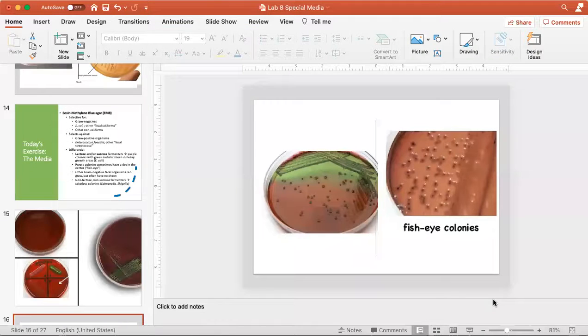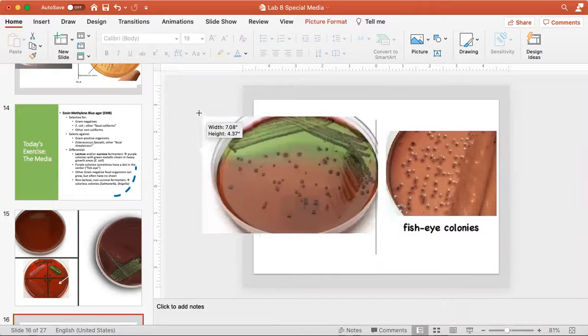Okay, now I'm going to show you one other thing that you might see on EMB. Not to confuse you, not to upset you. It's just a little thing that sometimes we see on EMB. And it's what we refer to as fish eye colonies.